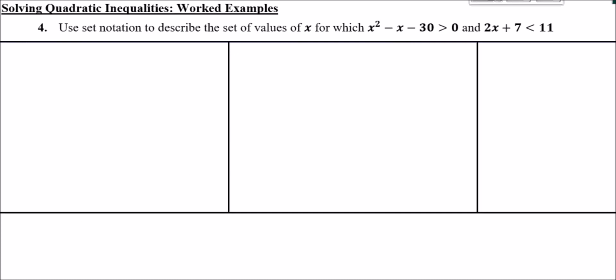Question 4, let's use some set notation to describe the set of values of x for which x squared minus x minus 30 is greater than 0 and 2x plus 7 is less than 11. So first of all, let's start with x squared minus x minus 30 being greater than 0.